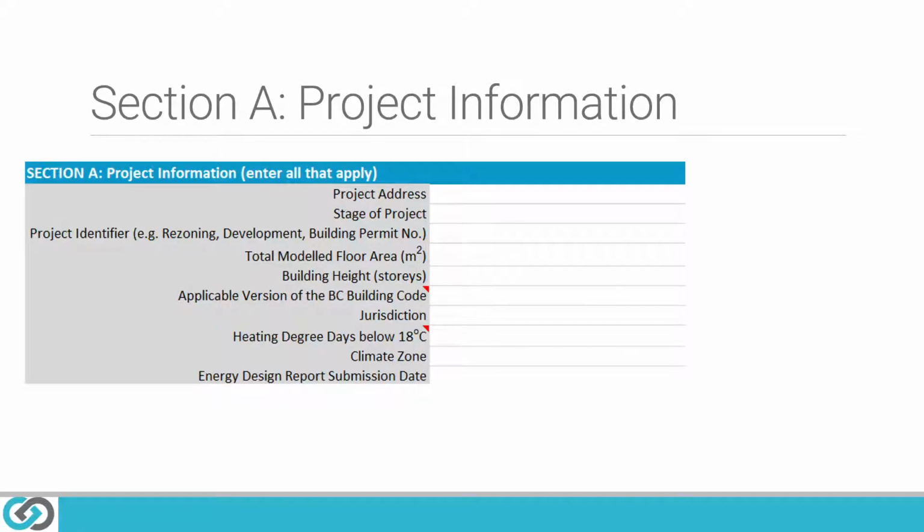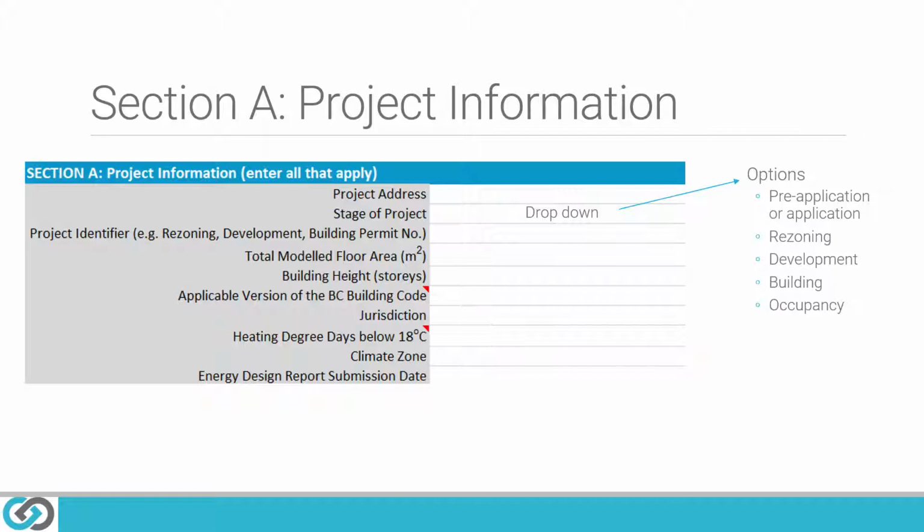So starting with section A, we're asked for project information. So we begin with the project address, and then we enter the stage of the project. And that is going to be from a drop-down menu. So our options here are pre-application or application, rezoning permit, development permit, building permit, and occupancy permit.